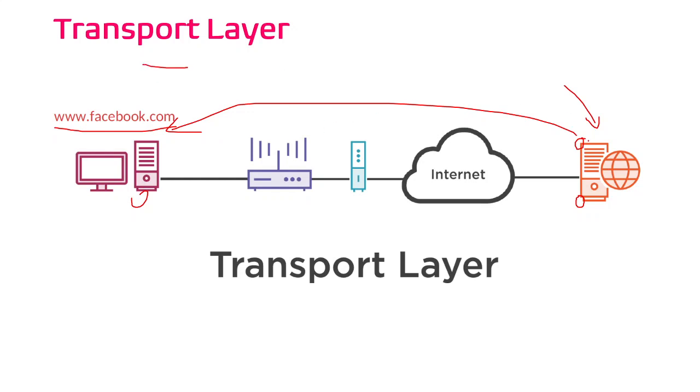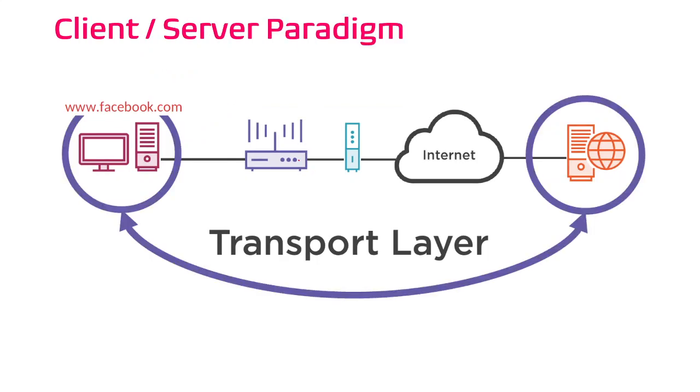It will open the service or open a port at the server side, and also to retrieve the data from the server towards the client side, it has to open a port at the client side also. Right, so this is actually the transport layer responsibility. Here we have already seen this client server paradigm, where for every communication it opens a port at the client side and also it opens a port at the server side. So this is how the client server paradigm works.